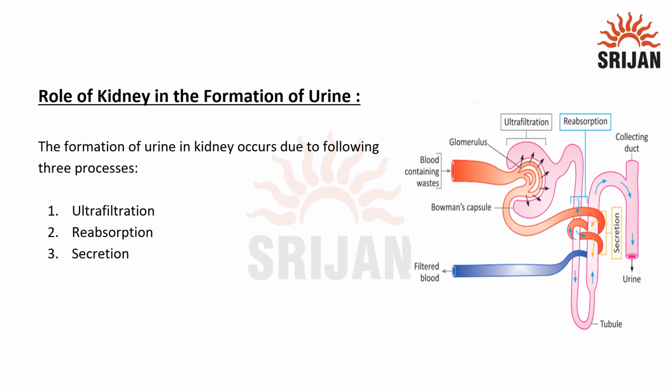In this video, we will learn about the role of the kidney in the formation of urine. The formation of urine in the kidney occurs due to the following three processes. First one is ultrafiltration, second is reabsorption, and third is secretion. Let's understand all the three processes one by one.